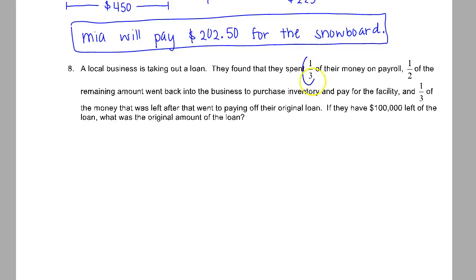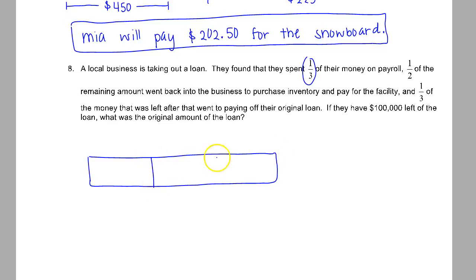So I'm going to begin with this 1/3. So I'm going to divide the bar into 3 equal parts. And it says that 1/3 of the money was spent on payroll. So this 1/3 went to payroll. Half of the remaining amount, so if I look at the remaining amount, I have 2 boxes. So half of that would be one of them. So half of the remaining amount would be one of those boxes, and that went for inventory and facility.